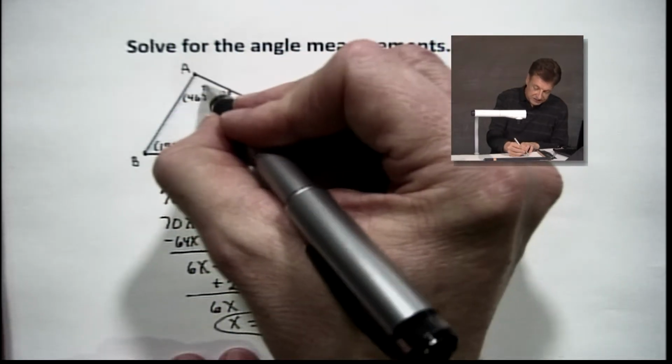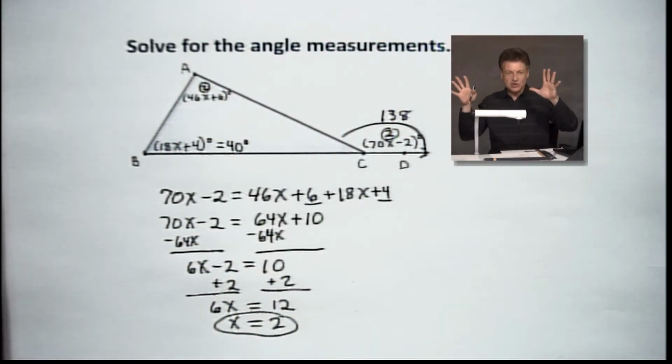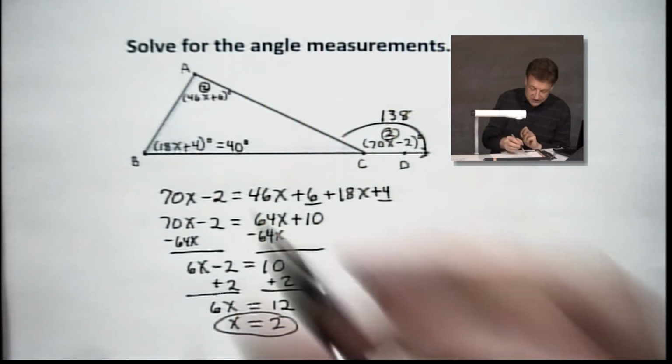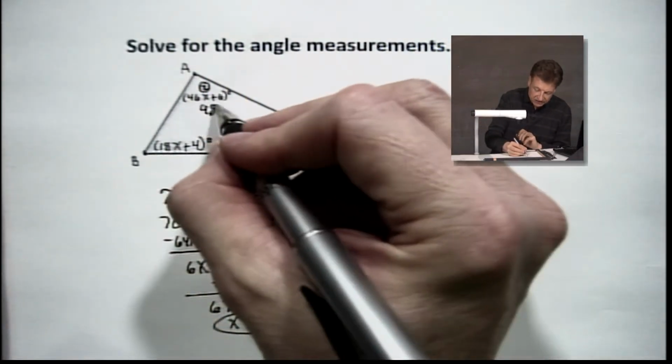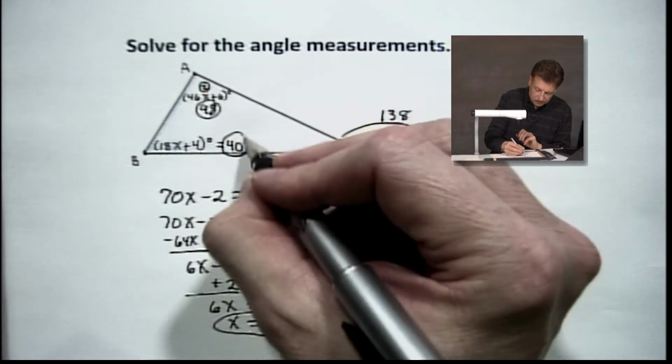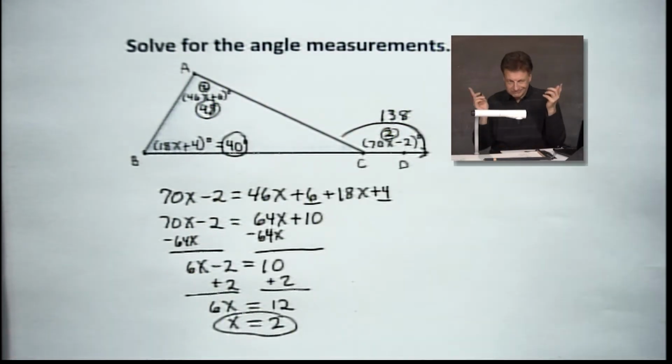And then last but not least, how about our little guy up here? We'll put a 2 in its place. 92. Wow. Plus 6. That's 98. And friends, look what happens. You take those two, 98, 40, you get 138.